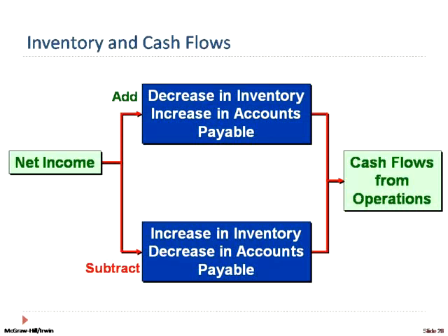When a net decrease in accounts payable for the period occurs, payments to suppliers are greater than new purchases, and thus the decrease must be subtracted in computing cash flows from operations. When a net increase in accounts payable for the period occurs, payments to suppliers are less than new purchases, and thus the increase must be added in computing cash flows from operations.